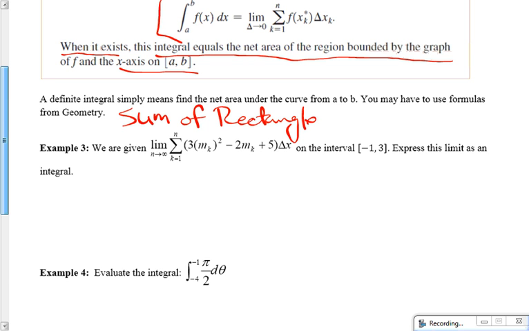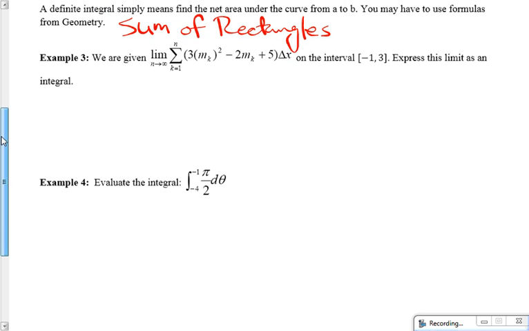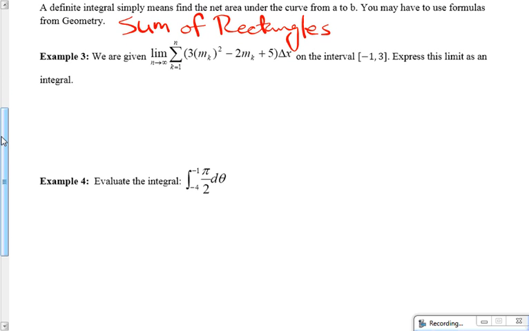And you need to know that an integral represents an area. Integrals equal area. You're adding up rectangles. Okay? I'm going to go on to example 3 now. AP does not require that you know how to evaluate Riemann sums.